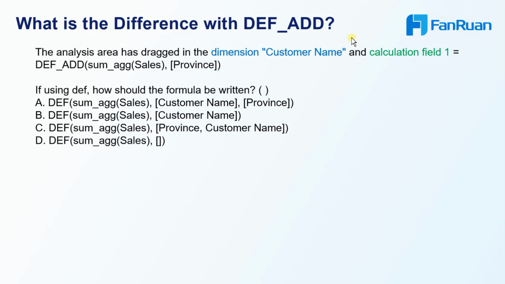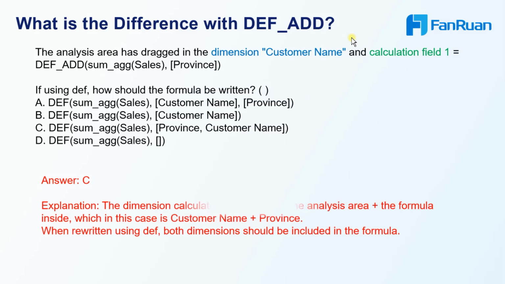The task is to analyze data with the dimension of customer name and the calculation function define add sum AGG with the dimension province. Now, the question is, if we use define to write this function, what formula should we use? Take a moment to think about the answer. The correct answer here is option C.